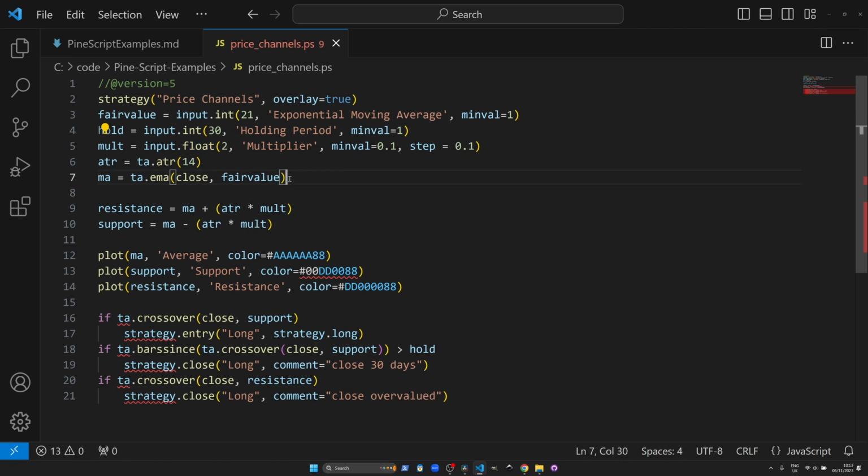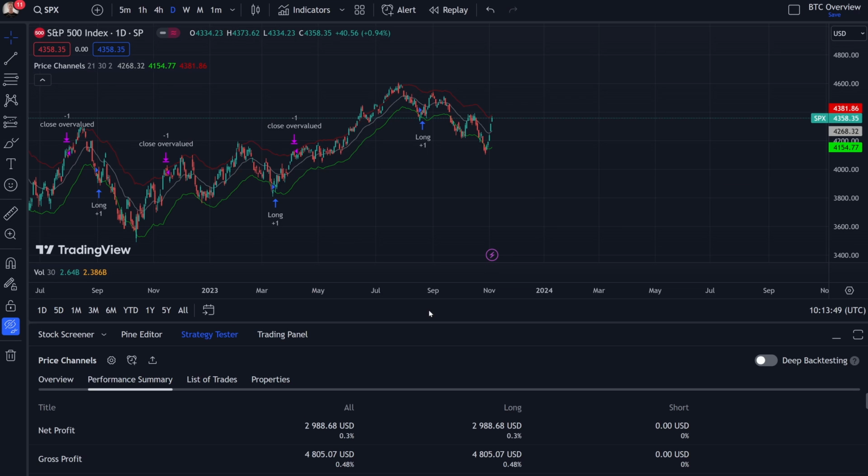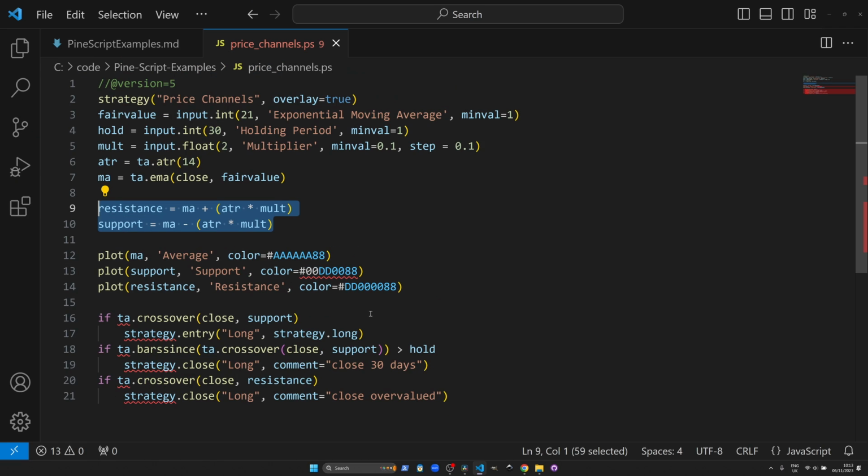Next, we use the EMA and ATR to figure out our support and resistance zones. Think of them as elastic boundaries that help us identify when to enter a trade. And we can plot this and we get an indicator, which is a bit like a Bollinger band, which looks better on a chart than it does in the backtest.